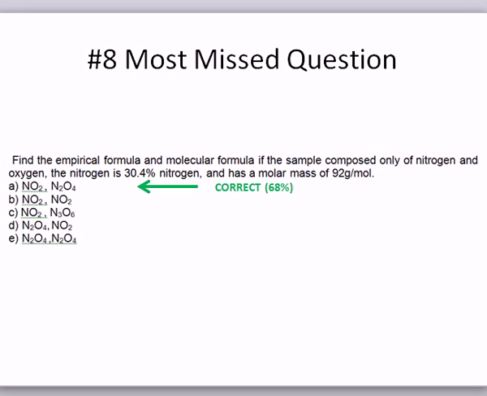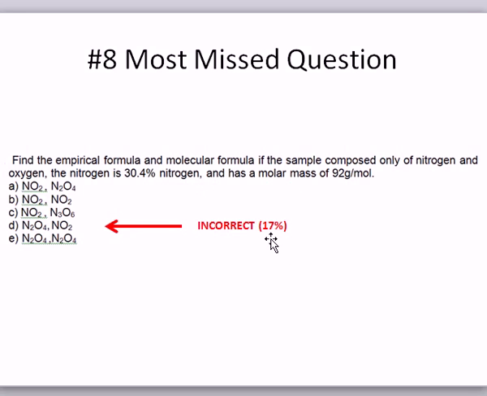All right, welcome back. So you can see now that the correct response is A, because it says find the empirical formula and then the molecular formula. So in this case, the empirical formula is NO2 and the molecular formula is N2O4. And 68% of the class got it correct.